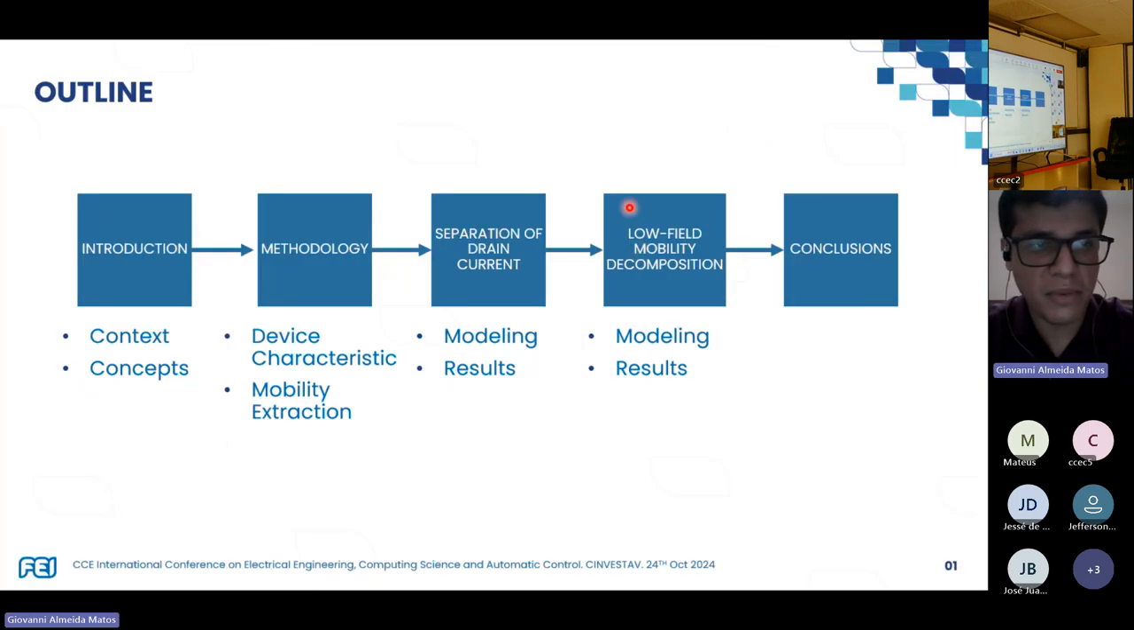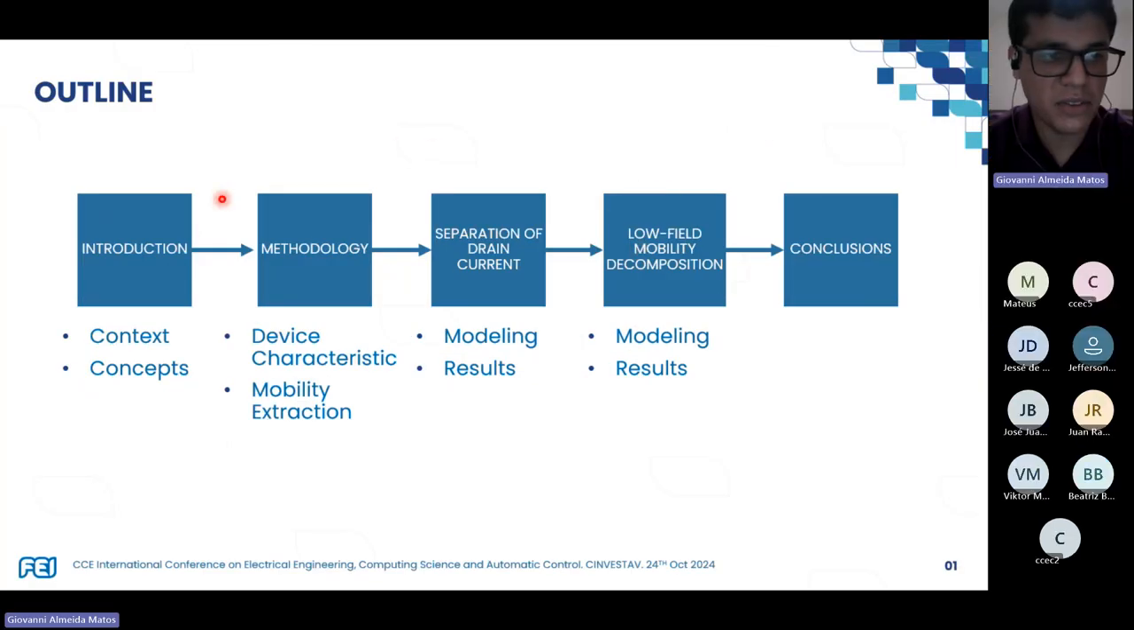This is the outline of the presentation. We are going to start with the introduction, where we show the context of this work and some concepts we are going to use. The next step is the methodology, where we talk about the device characteristics and mobility extraction. The next step is the separation of the drain current, with some modeling and results. The next step is the low field mobility decomposition, with some modeling and results too. And finally, the conclusion.